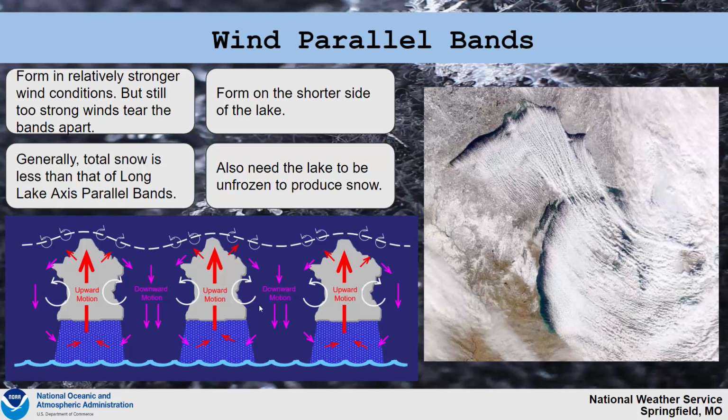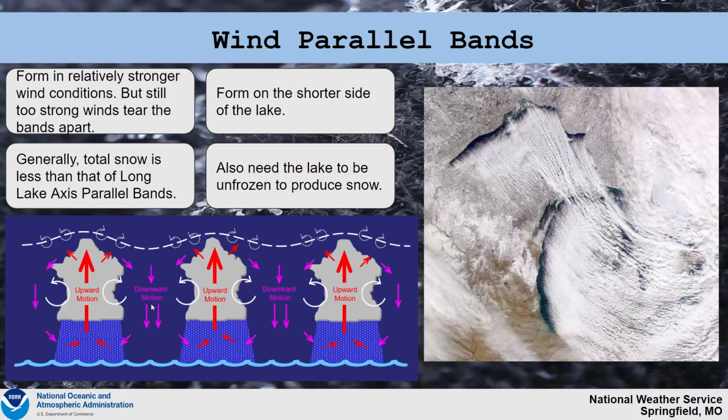The stronger winds organize these bands better than the long lake axis parallel bands do, such that you get these organized circulations. So there's upward motion and then there's downward motion. Upward motion, downward motion. It's like a circulation in the vertical. The bands of snow occur where there's upward motion, and the air spreads out and sinks, so there's no clouds in the areas of downward motion.